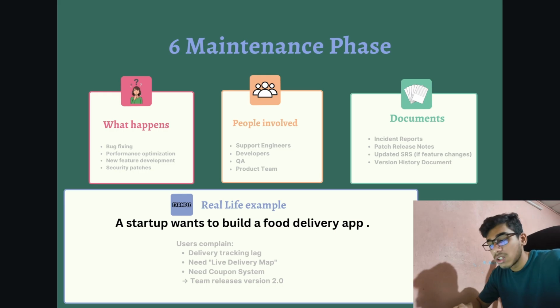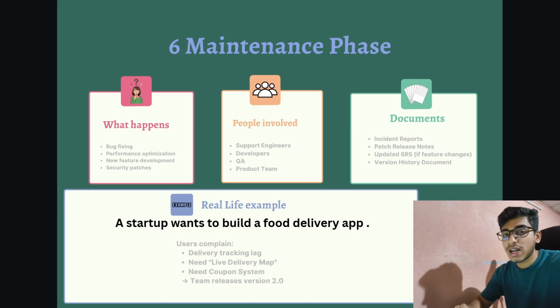And we need to maintain the version history document as well, because we need to track what features were there in the previous version and what the new ones are. So anyone can go through it and see how the product evolved over time. In a real life example, users are complaining that they are facing some lag in delivery tracking, or they are not able to check the live delivery. So we make the changes, add the new features, fix the broken things, and release a new version 2.0. That's how things work, and this cycle goes on and on.